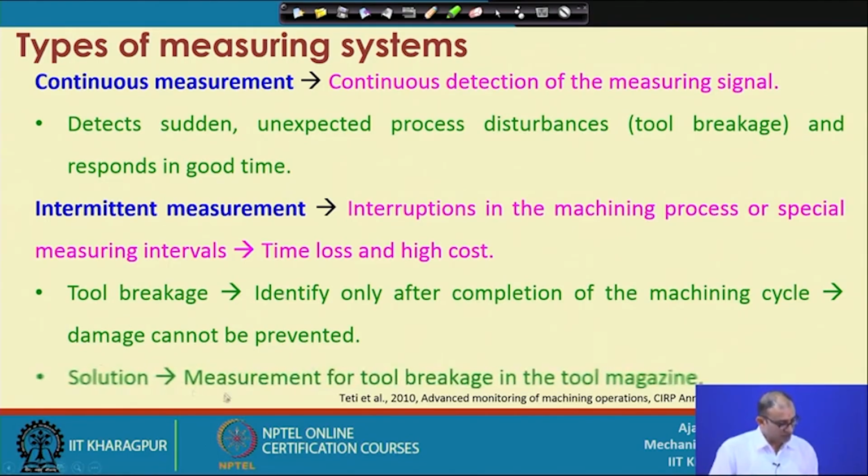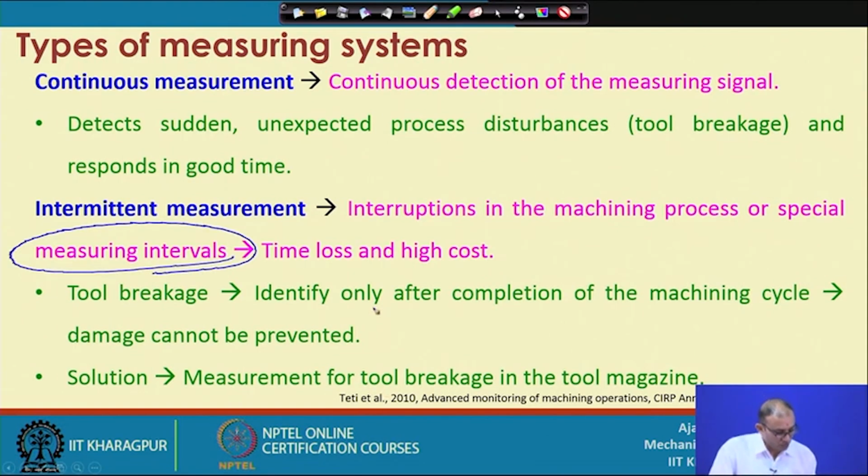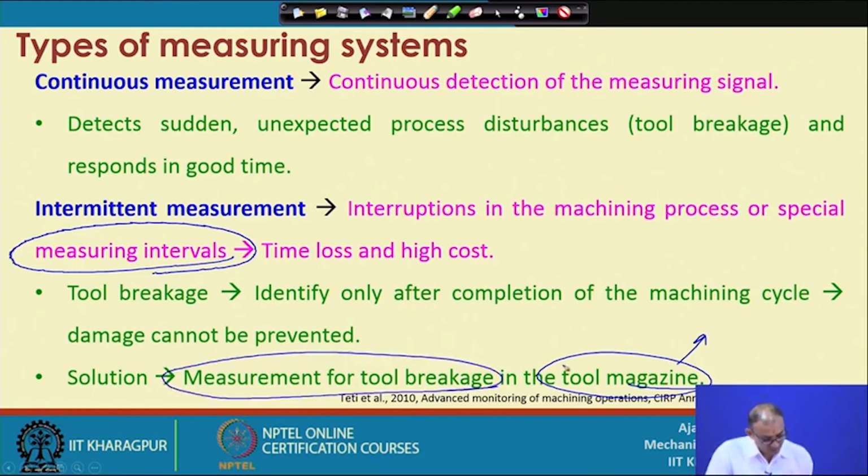But there is a solution also. Suppose you are working with an automatic tool changer, then you do not need to provide a separate interval for this particular operation. You do the machining operation and then change the cutting tool, and whenever you put the used tool into the tool magazine, you put a sensor there in the tool magazine itself. So, while you are machining with another tool, the already used tool is being monitored by a sensor system, so that you do not require a special interval between the machining.